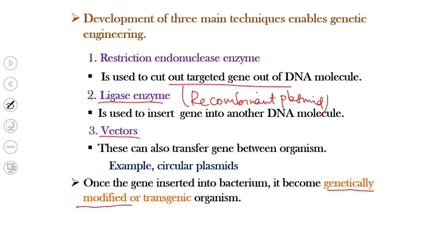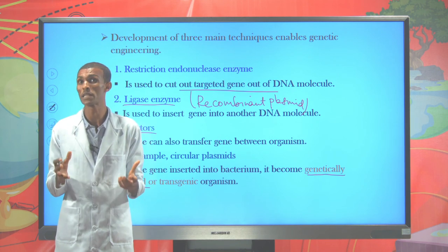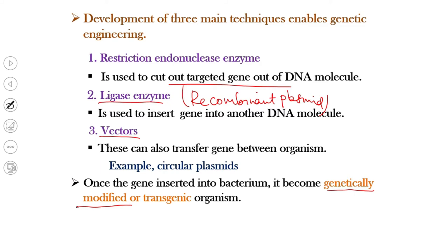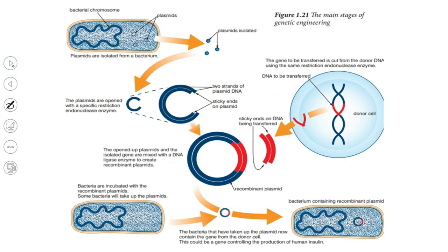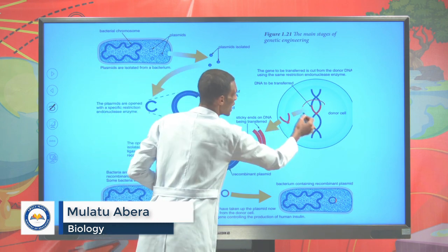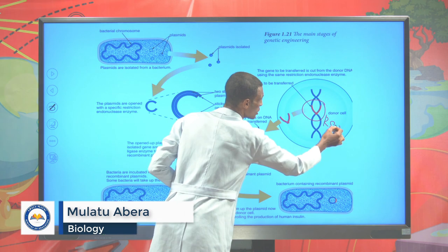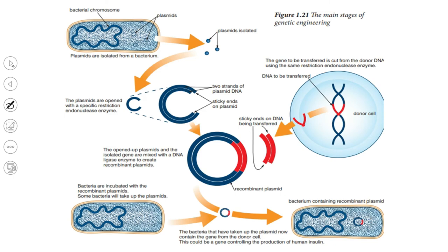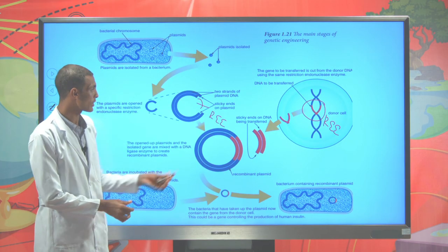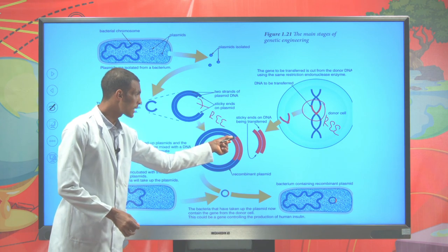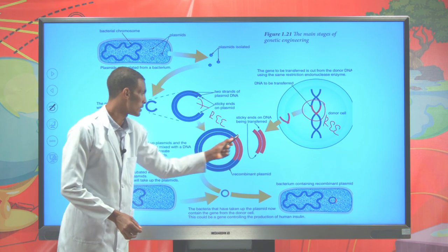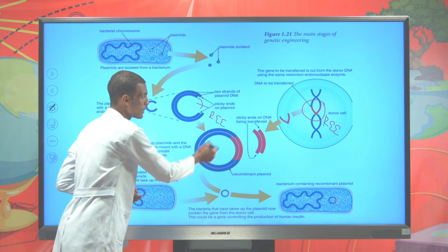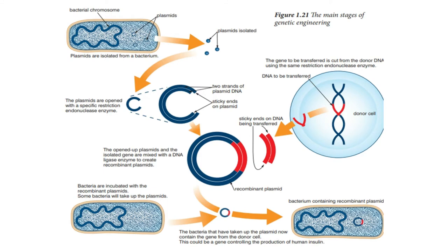So bacteria can be genetically modified because their circular plasmid can easily accept a foreign gene. This can be carried out in this manner. A gene of target can be isolated from the donor by restriction endonuclease enzyme. And again, the part of the bacterial plasmid that is going to accept the transferred gene can be opened by restriction endonuclease enzyme. Then the ligase enzyme joins the part isolated from the host organism together with the plasmid here. After they are joined together by ligase enzyme, there is a formation of recombinant plasmid.